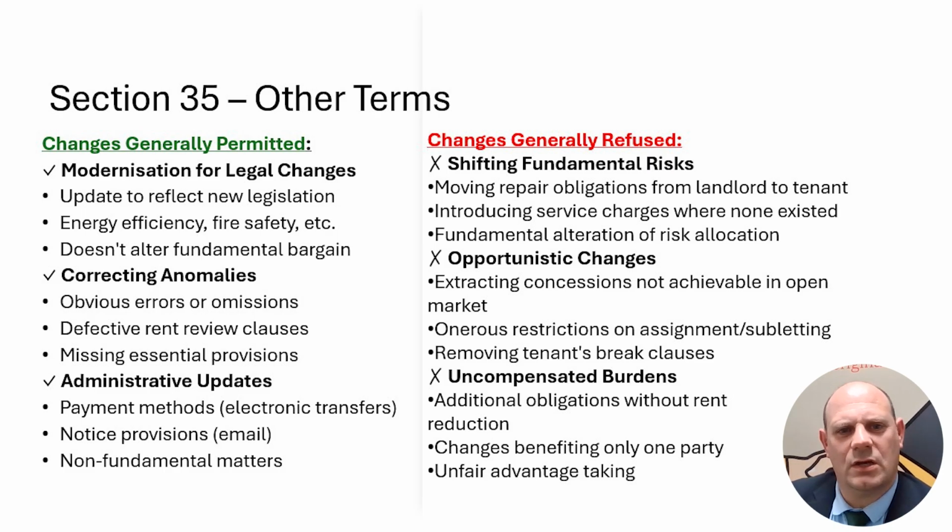The third one is updating the administrative provisions. The court will generally allow updating of administrative provisions that don't fundamentally affect the commercial bargain that was struck. For example, updating payment methods to allow for electronic transfers rather than cheques, or updating notice provisions to allow for an email as well as by post.